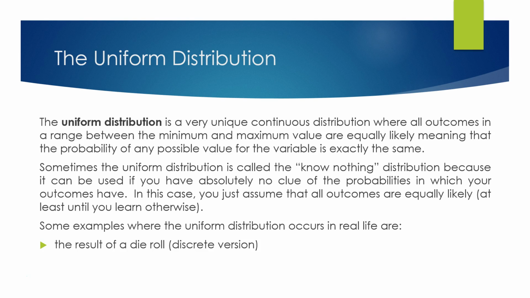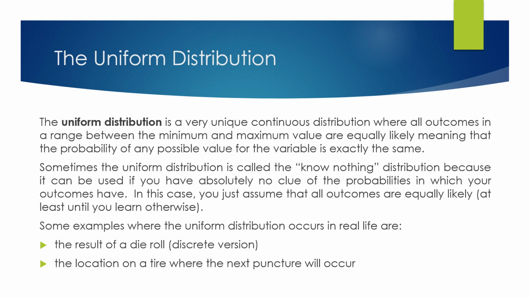A discrete version of this distribution would be the results of a die roll. For example, if you roll a die, you can get 1, 2, 3, 4, 5, or 6, and as long as the die is a fair die, we assume that they are all equally likely outcomes. So if we kept on rolling a die over time, we would eventually expect to find that the probability of getting each of those 6 numbers would be exactly the same.